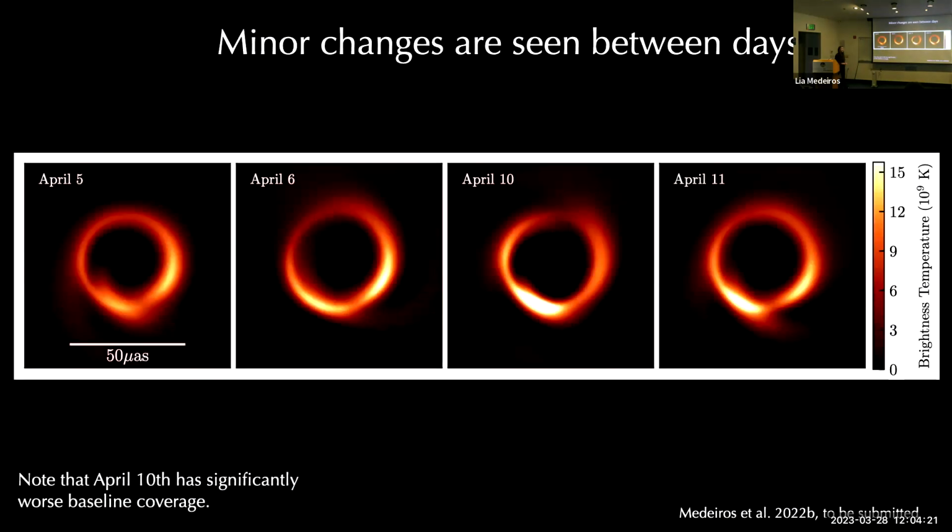Okay. So we observe on 4 different days. The baseline coverage is different on these different days. In particular, April 10th is absolutely terrible. We have like 7 scans as opposed to like 25 on the other days. So just ignore April 10th because we really don't know what's going on. April 5th is also not great, but April 6th and 11th are pretty reasonable. And so here we have, this is like the best fit image, right? It has this little tail.